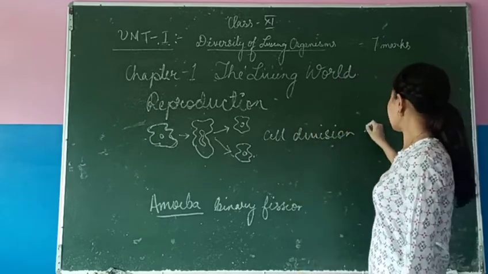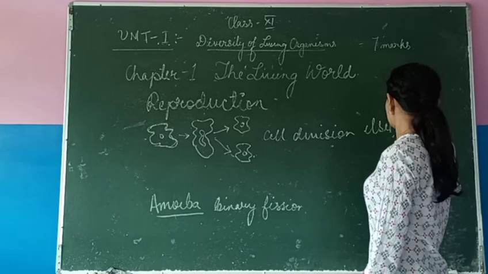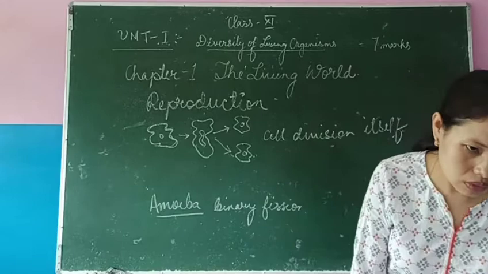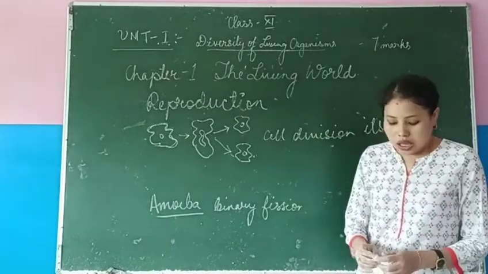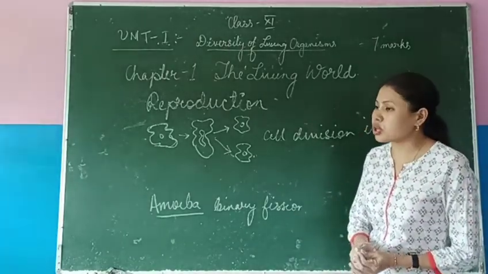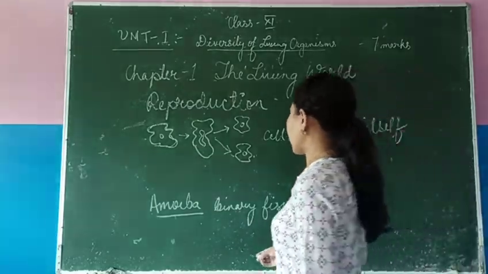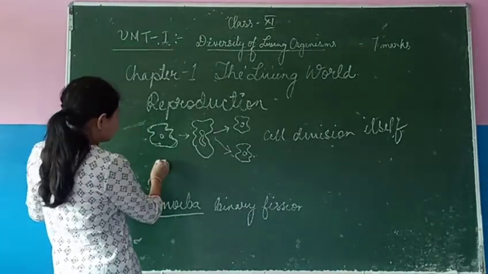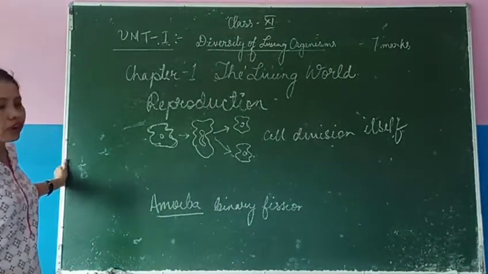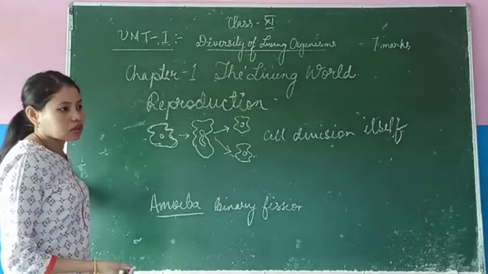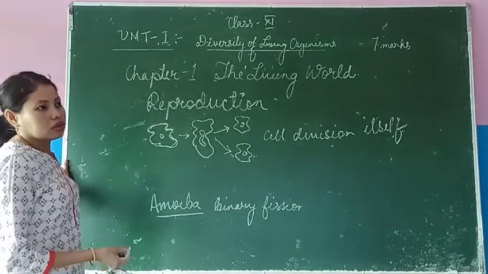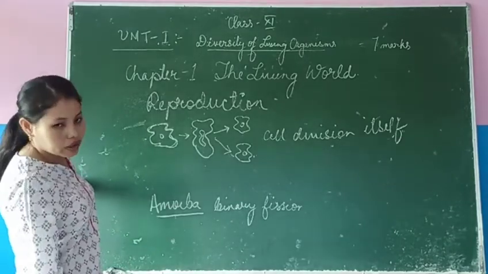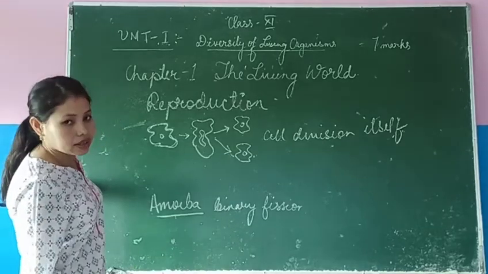Cell division itself is the reproduction process. And other types of reproduction that we see in lower organisms are fragmentation, regeneration. These are all types of asexual reproduction that we have seen in lower organisms, and that we have already learned in standard 9 and 10.